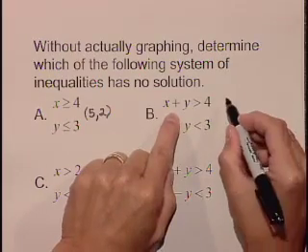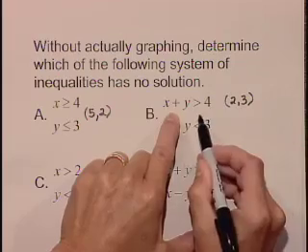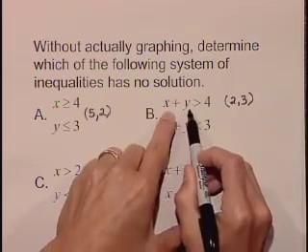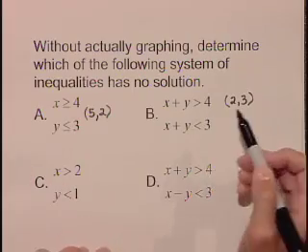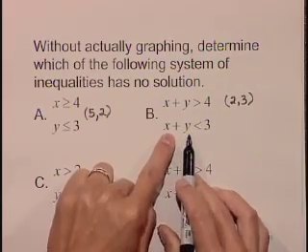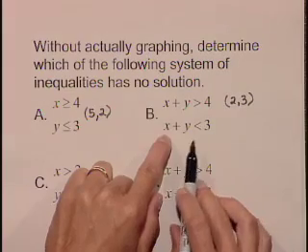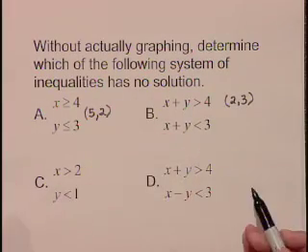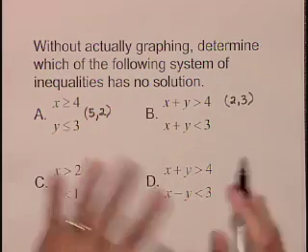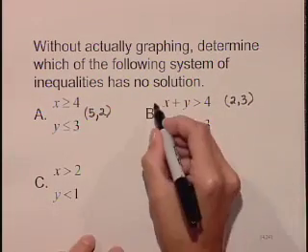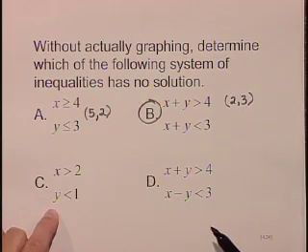Say we use the values 2 and 3 in this first inequality. Well, 2 plus 3 is 5. That's indeed greater than 4. It works there. But it's not going to work here. Is 2 plus 3 less than 3? In other words, is 5 less than 3? No. In fact, we're not going to find any values, any points that satisfy both of those. I think we've found our answer, but let's just look quickly at C and D to make sure.